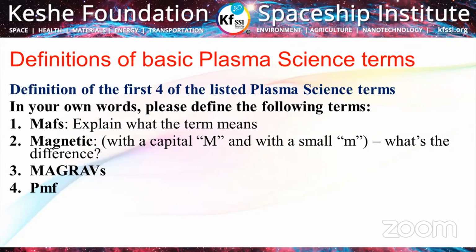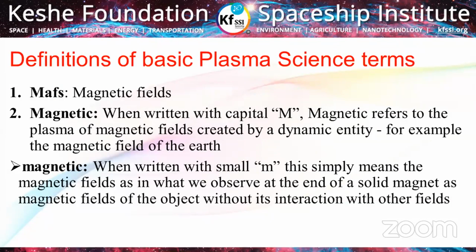Okay, that's very good. I thank you very much for all your responses, but now I will actually go to the definitions, and MAFs just stands for magnetic fields. Now there is magnetic in the fields, magnetic fields. What does magnetic itself mean? When written with a capital M, magnetic refers to the plasma of magnetic fields created by a dynamic entity. For example, the magnetic field of the Earth. So the Earth has been given as an example, but it's not the only one. They could be magnetic fields of a star or another dynamic entity.